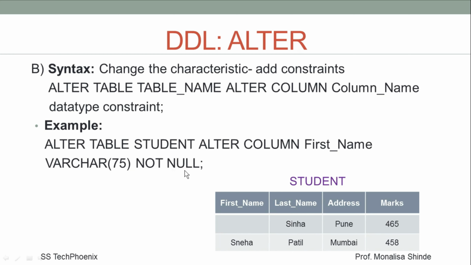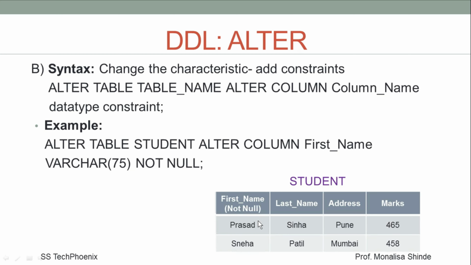Once we specify such a constraint, then this table will never accept null values into it. We must specify some value to the database, then only that record will be stored, otherwise that record will be discarded from the system. This is how we can use the alter command to add the constraint.